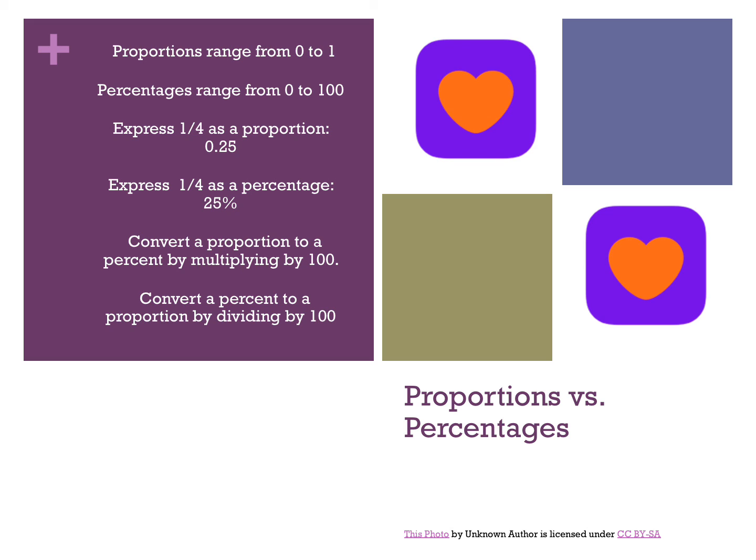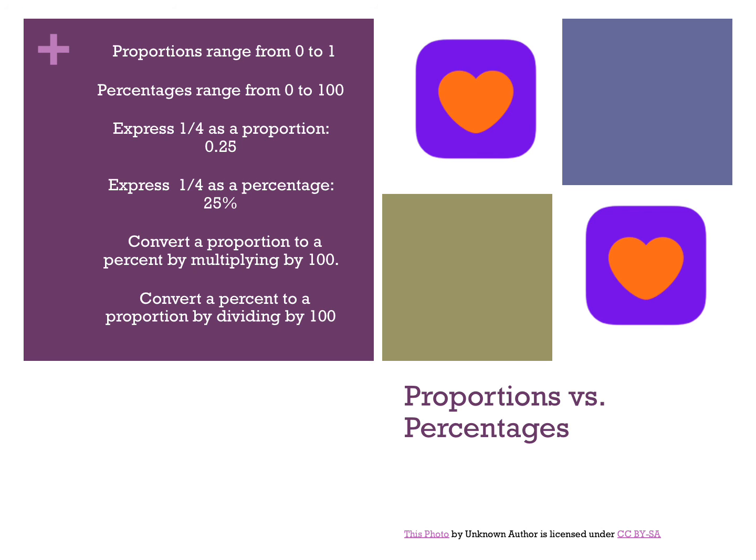So I want you to picture a number line in your head with low numbers on the left and high numbers on the right. Proportions are found in the range between 0 and 1 on the number line. Percentages are found in the range between 0 and 100. For example, if you wanted to express the ratio 1/4 as a proportion, it would be 0.25, because that's between 0 and 1. If you wanted to express 1/4 as a percentage, it would be 25%. That's between 0 and 100.